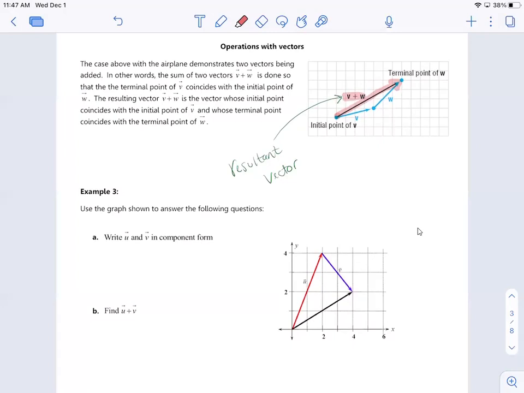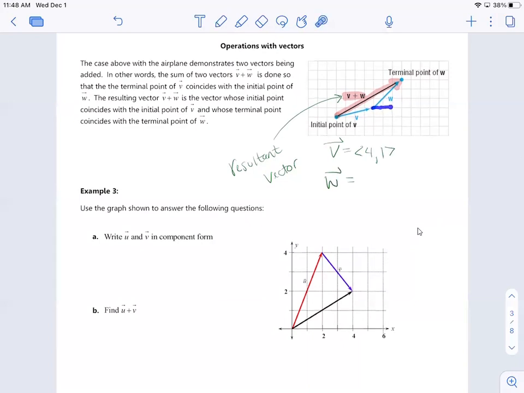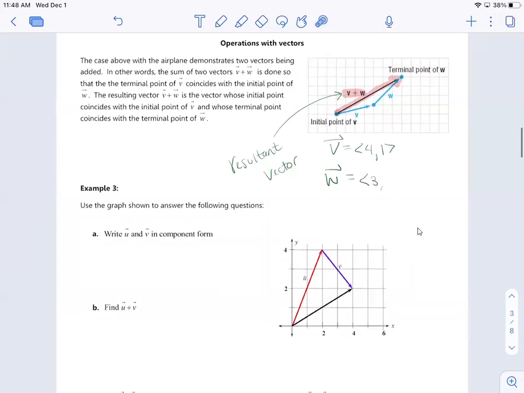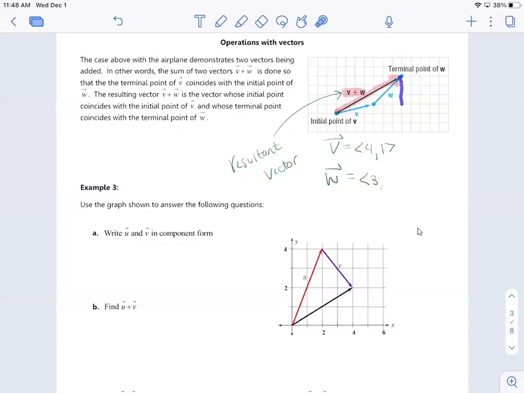So another thing we could have done is we could have just seen what this vector v is. Well, that in component form would be, I went 1, 2, 3, 4. So I went 4 to the right. Then I'm here, I just went up 1. So that's one vector. My vector w here is, I went 1, 2, 3 to the right. And then I went 1, 2, 3 up, so it's positive.